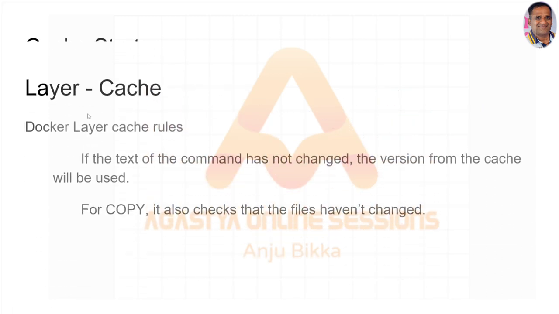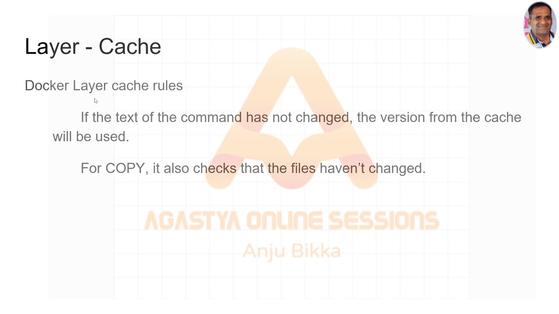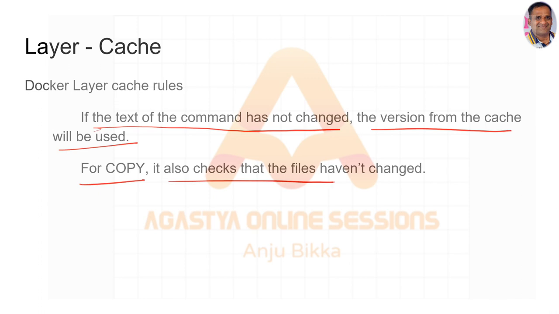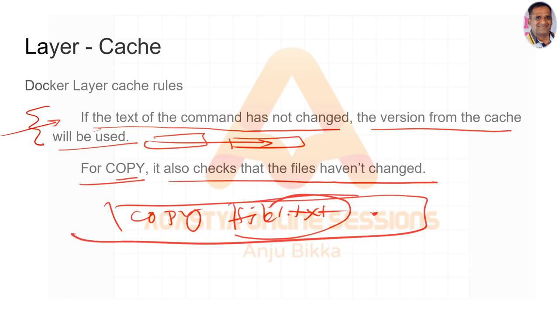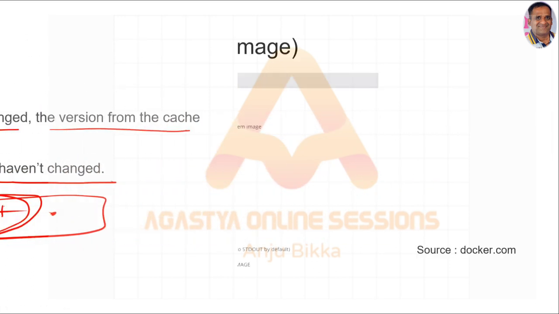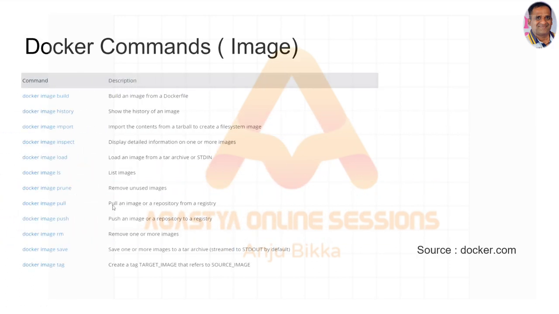Docker layer cache rules: if the text of the command has not changed, the version from the cache will be used. For COPY, it also checks that the files have not changed. If it is not a COPY, the text alone is enough to check. If the text is not changed, both are the same, then the cache is used. For COPY, the important thing is, for example, when you copy file1.txt to the current directory, it also needs to check. It's not only the text of the command, it also needs to check whether the contents of the file have changed or not.